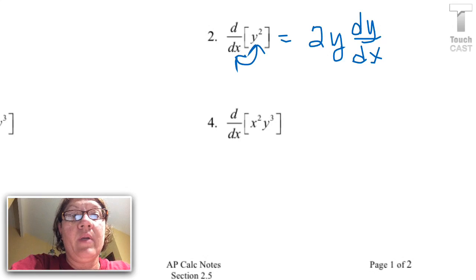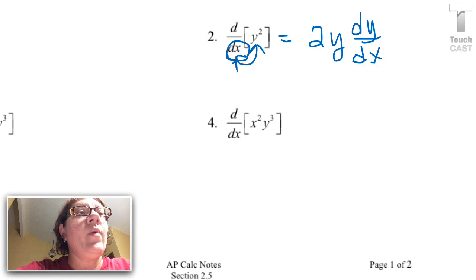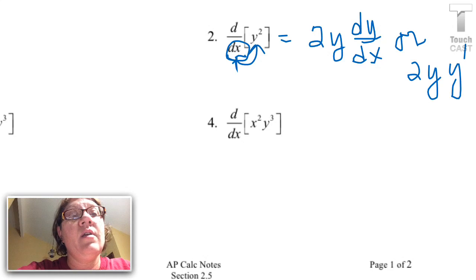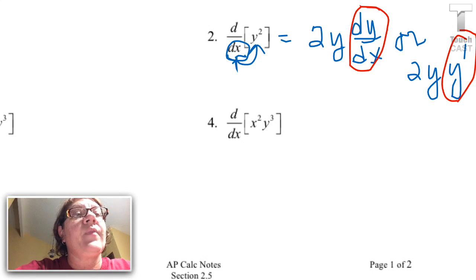I powered down, but I didn't really take the derivative because this equation is not written with x's, it's written with y's. Another way to write this would be 2y and then y prime, because remember, these two expressions mean the same thing. So that tells the person that if I was deriving with respect to y, that then I could have done like I did in problem 1.